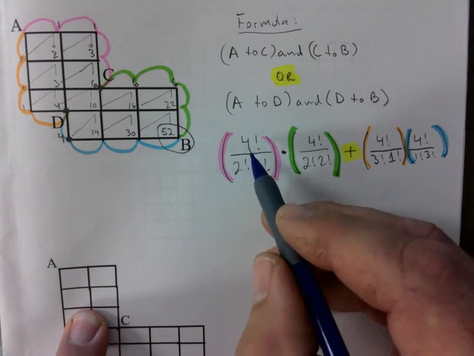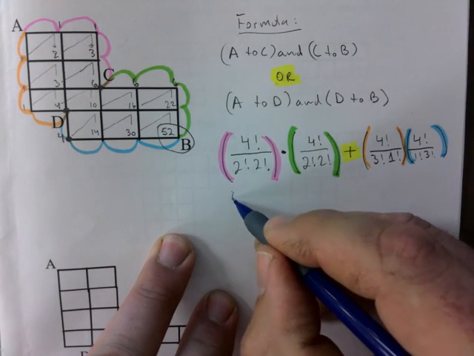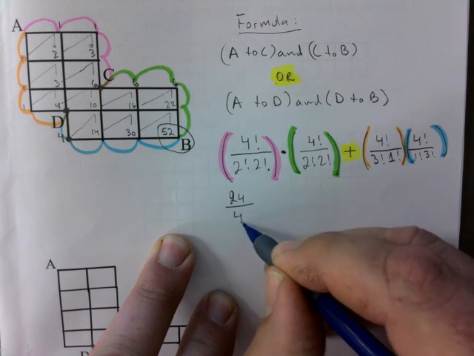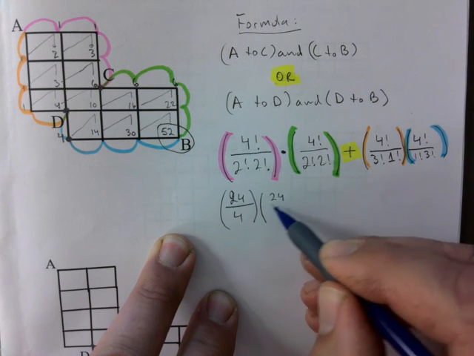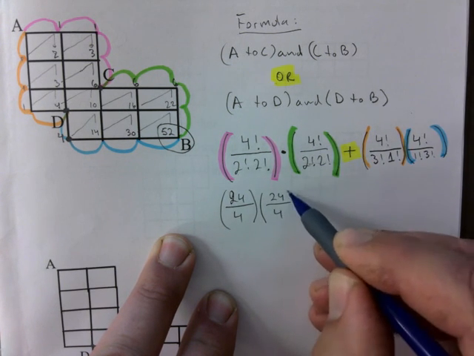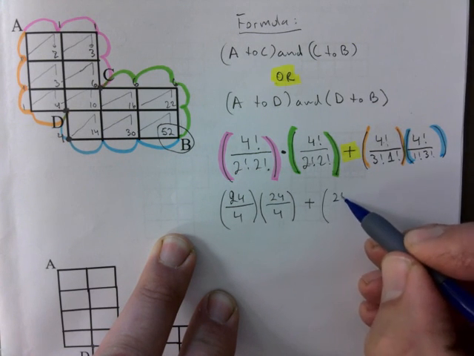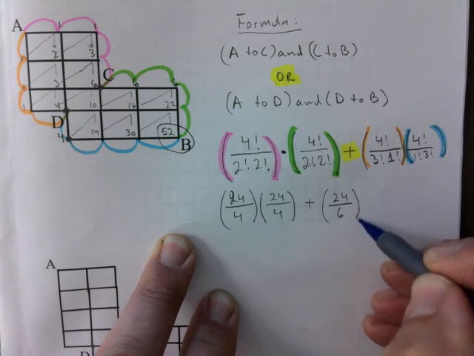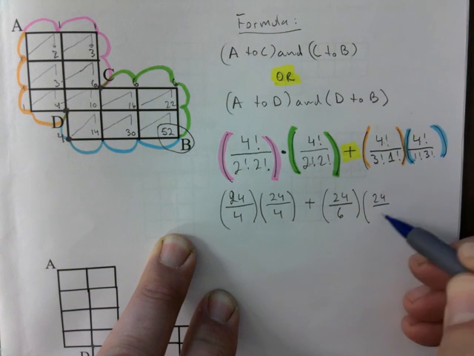Okay, so let's clean this up now. 4 factorial is 24. 24, right? 2 times 2 is just 4. So that cleans up nicely. 4 factorial is 24, divided by 4. No problem. Or 4 factorial is still 24. 3 factorial is 6 times 1. We don't worry about that. Times 4 factorial is still 24. And it's still 6, right?